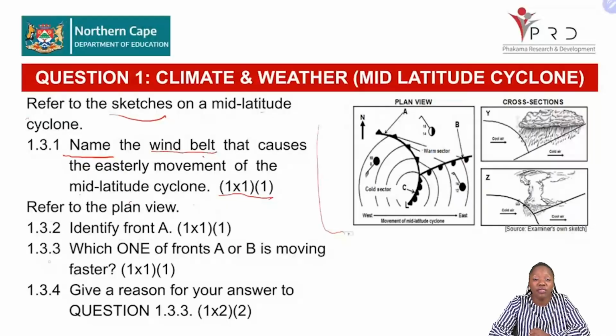Then 1.3.3, which one of fronts A or B is moving faster? It is a 1 times 1, which means it's one answer that will give you 1 mark. Is it A or is it B that is moving faster?